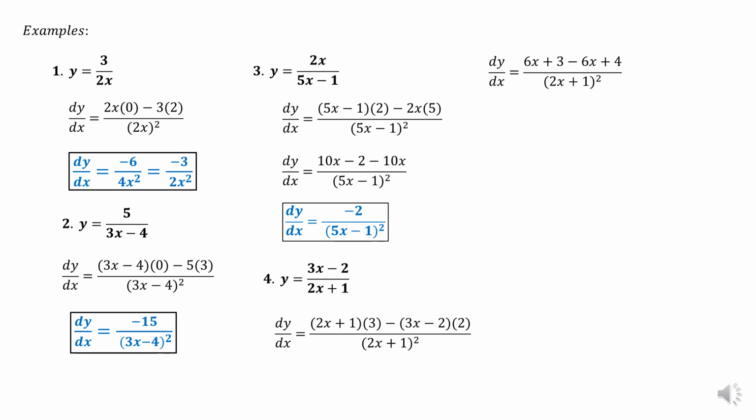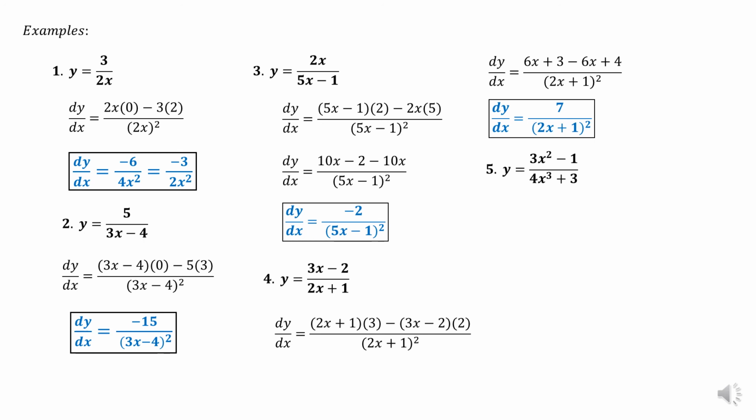2x times 3 is equals to 6x. 1 times 3 is equals to 3. Negative times 3 times 2 is negative 6x. Negative times negative 2 times 2 is equals to positive 4. Then combine the numerator. Therefore, the derivatives of y with respect to x is equals to 7 all over 2x plus 1 squared. Then number 5, y is equal to 3x squared minus 1 all over 4x cubed plus 3.